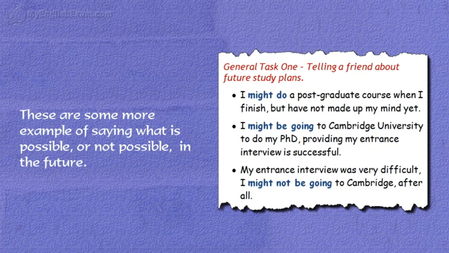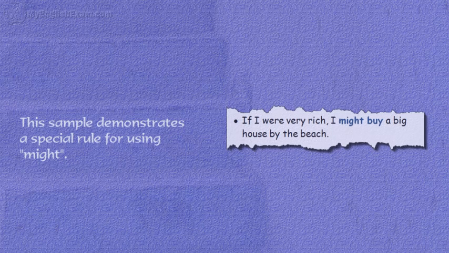General Task 1. Telling a friend about future study plans. I might do a postgraduate course when I finish, but have not made up my mind yet. I might be going to Cambridge University to do my PhD, providing my entrance interview is successful. My entrance interview was very difficult. I might not be going to Cambridge after all. This sample demonstrates a special rule for using might.